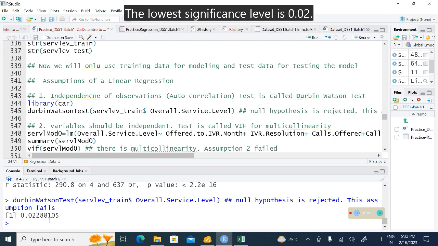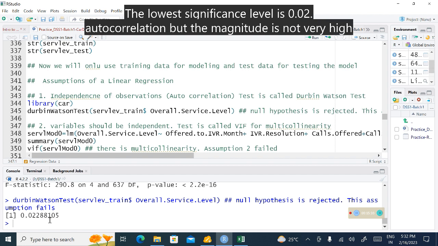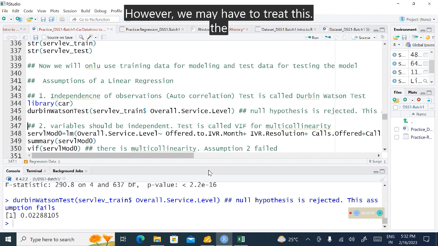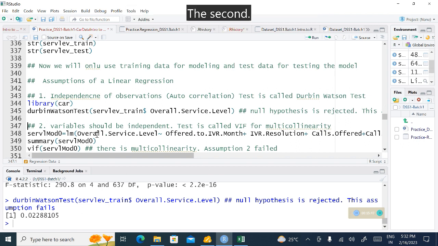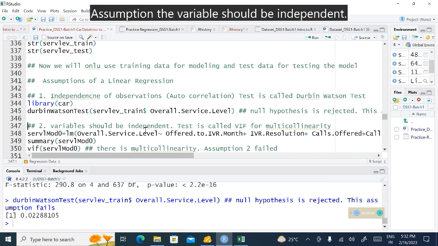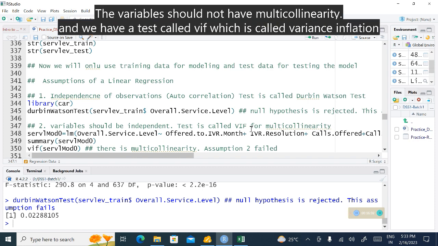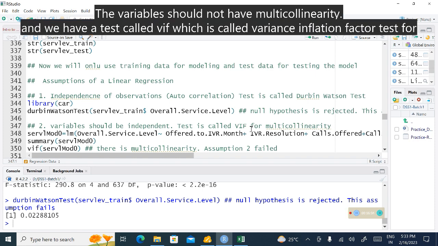There is autocorrelation, but the magnitude is not very high. However, we may have to treat this. The second assumption: the variables should be independent, they should not have multicollinearity. And we have a test called VIF, the Variance Inflation Factor test, for checking the multicollinearity.